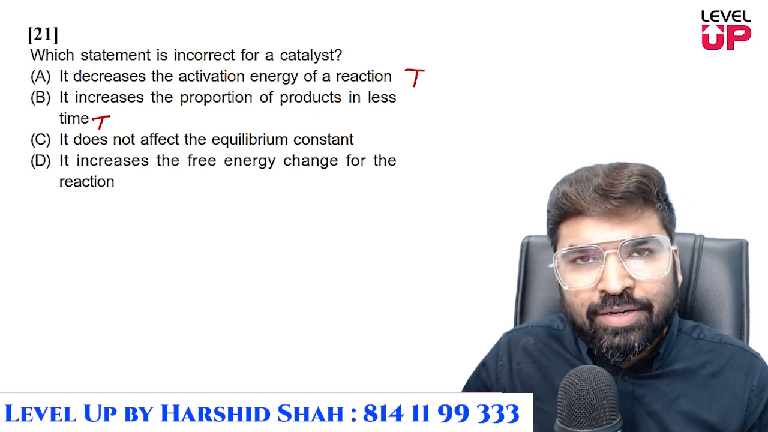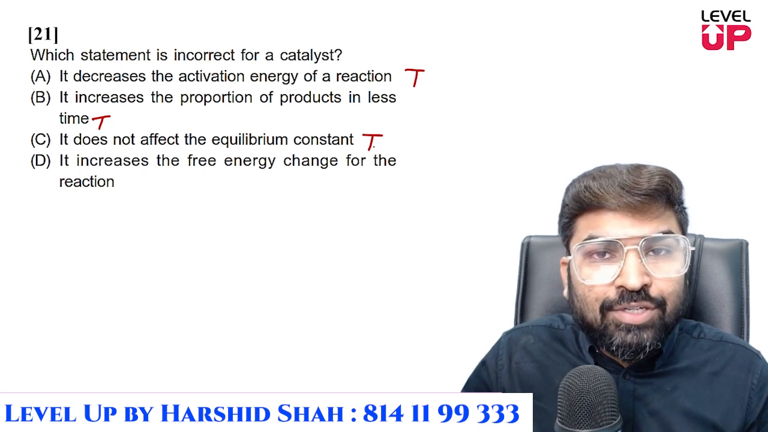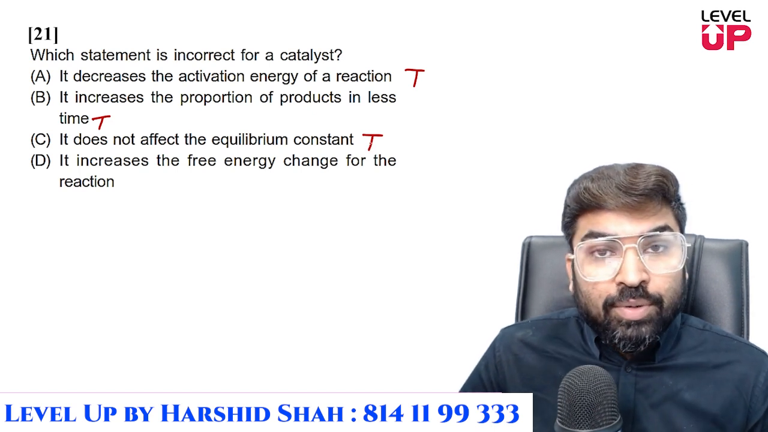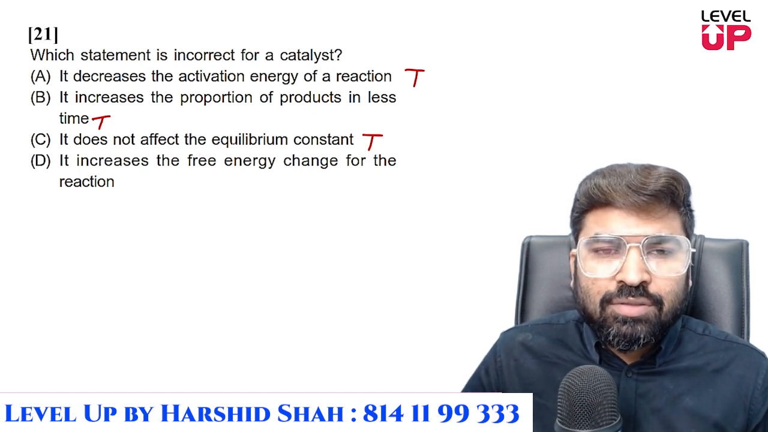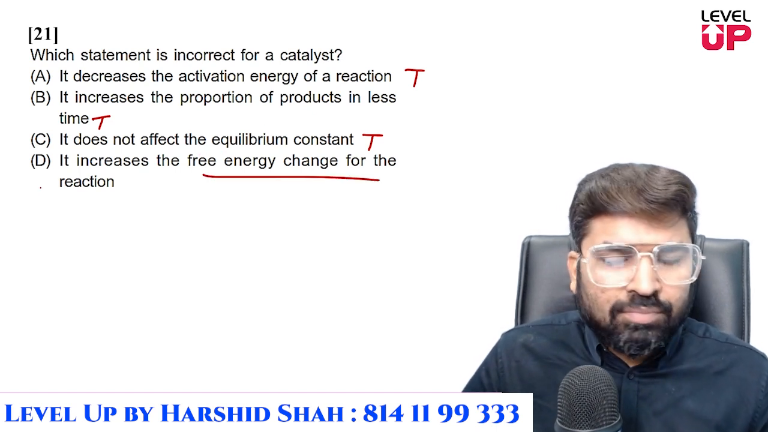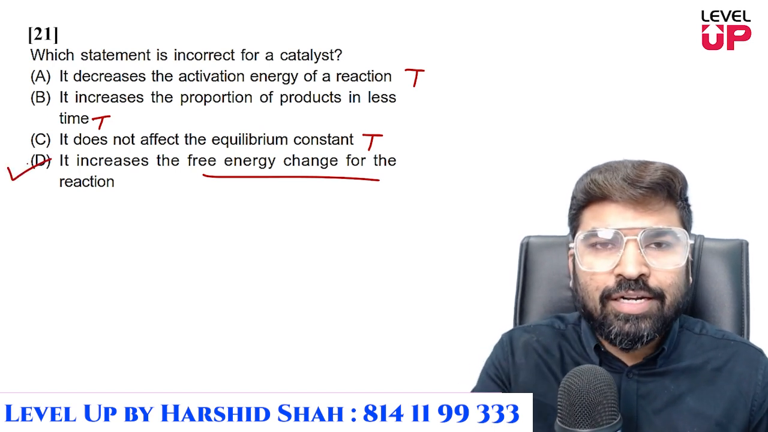dP by dt will get increased. It does not affect the equilibrium constant. That is definitely true. It does not alter the equilibrium constant. But what it does is keep the free energy constant. Here it says free energy change will increase, that's not happening. Delta H, delta G are unaffected.